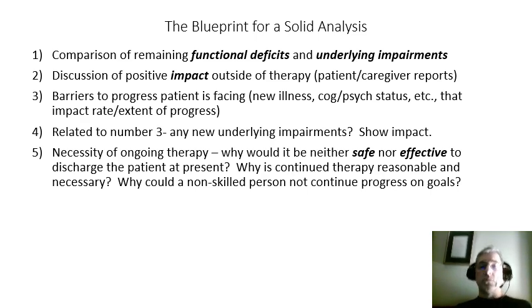Now, number 4: are there any new underlying impairments going on? Show the impact of those things. If the patient has, let's say, a new onset of pain, does that new onset of pain impact their functional goals? How does it do so, and what are you going to do about it?